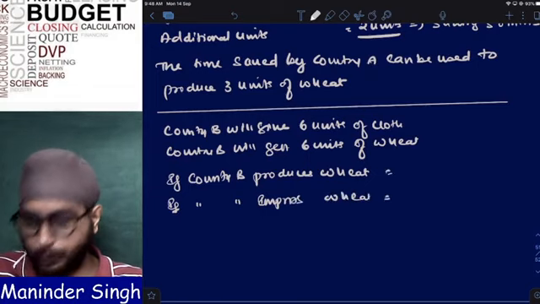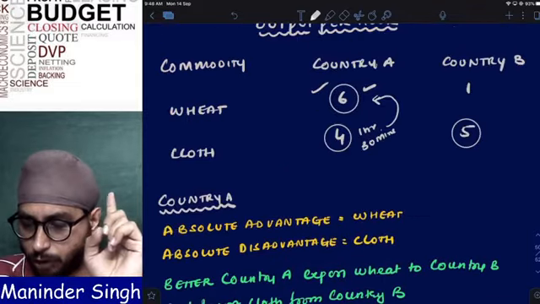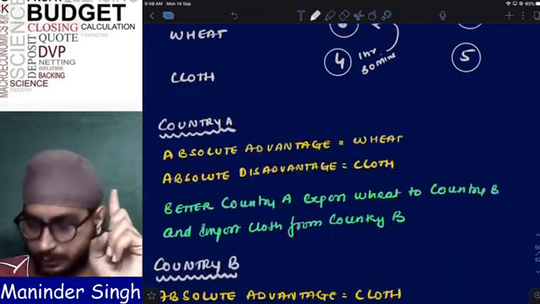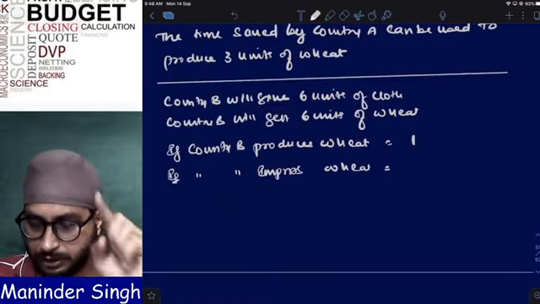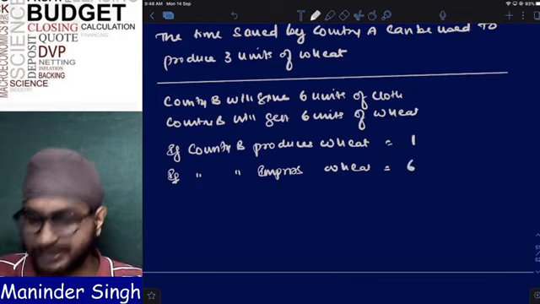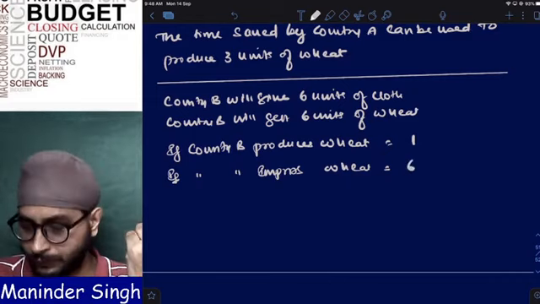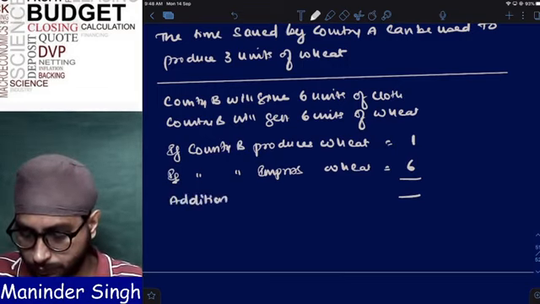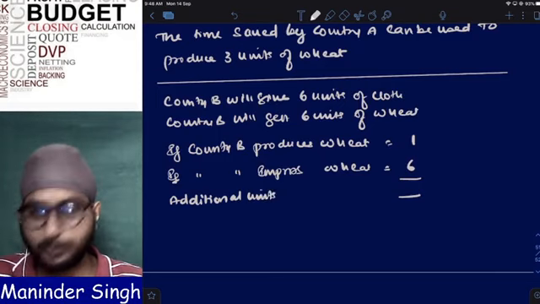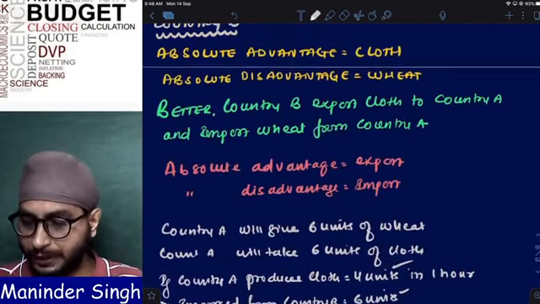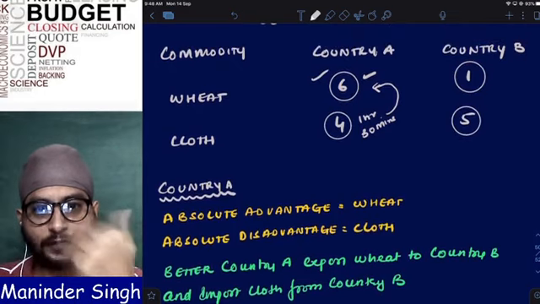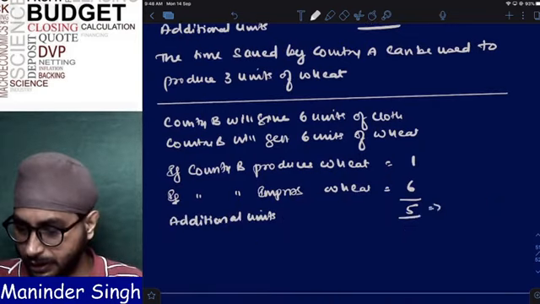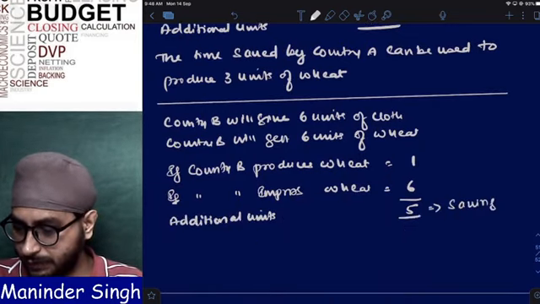Now tell, if I produce wheat, in 1 hour how many units of wheat am I able to produce? Only one, right? But how many units of wheat am I getting? 6 units of wheat from import. How many additional units am I able to get? 5, right? To produce 5 units, how many hours are required? 5 hours. So can I say country B is saving 5 hours?